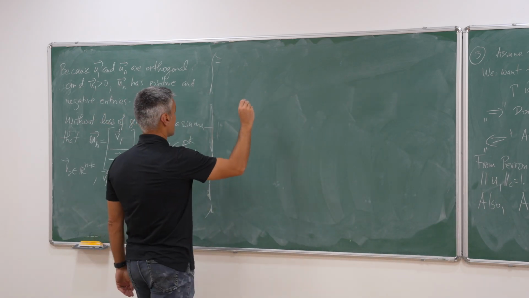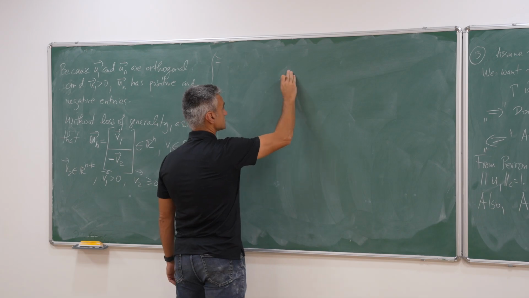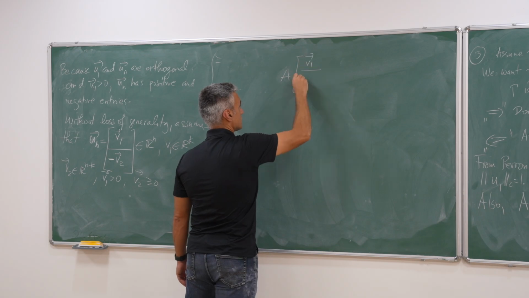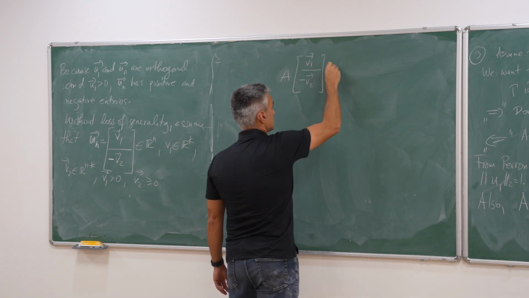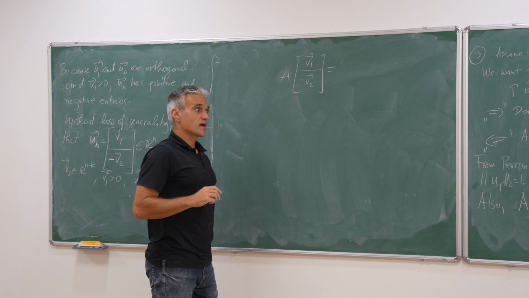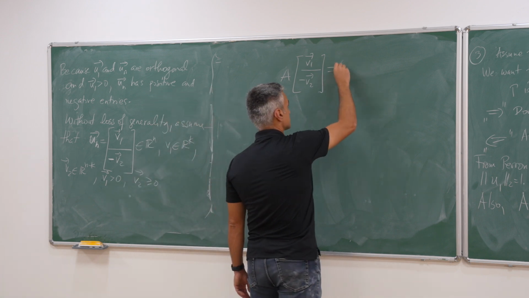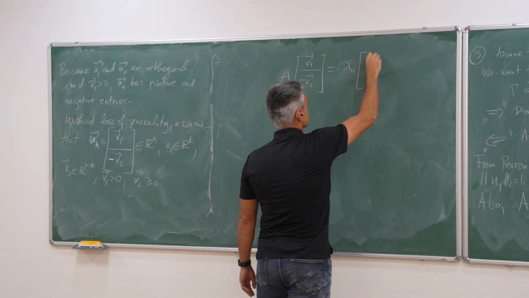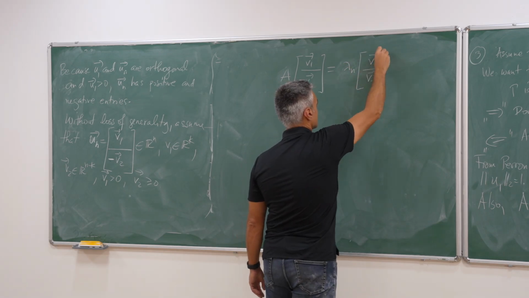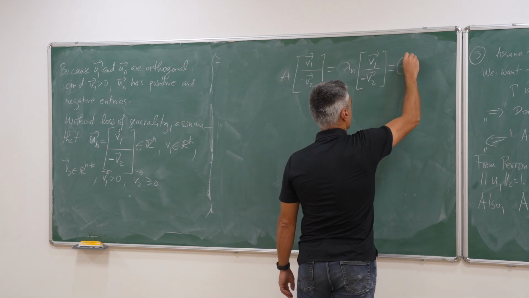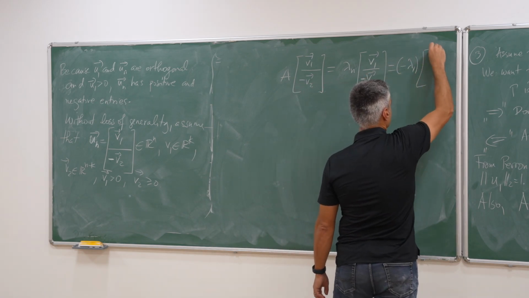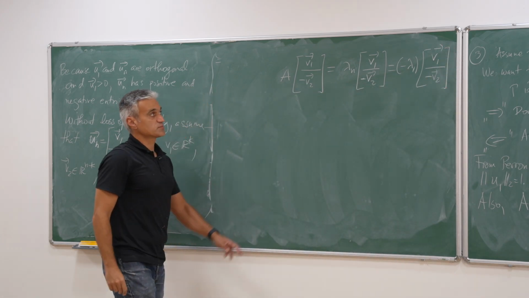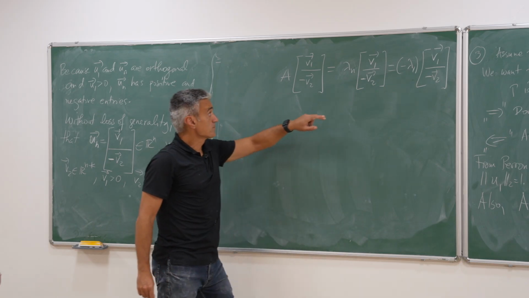And now what do we have? We have that A times this (v1, minus v2) will equal, my eigenvalue is lambda n, but it's the same thing as minus lambda 1. So I'll put it here: lambda n times (v1, minus v2), and here it's going to be minus lambda 1 times (v1, minus v2). This is because of my hypothesis.